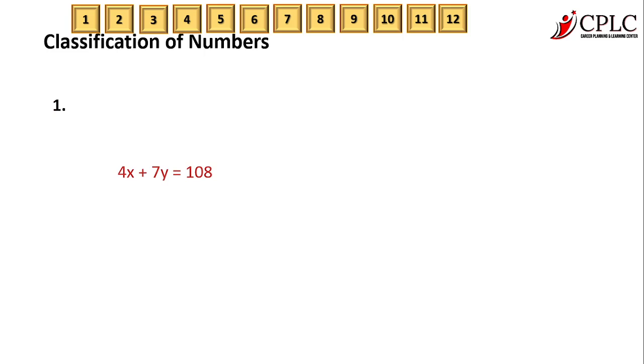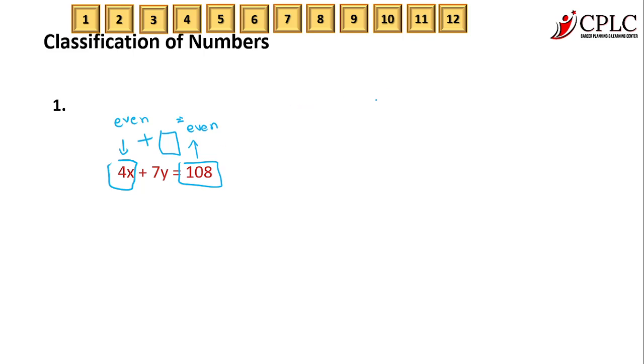So let's say 4x. Now think about this. Is this 4x even or odd? So clearly this 4x is even. This 108 is also even. And even plus what gives you even as the answer? So clearly even plus even gives us even as the answer.